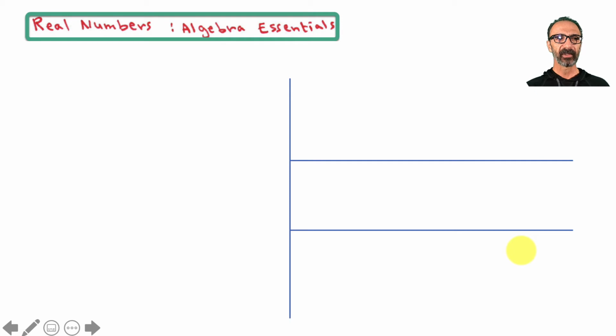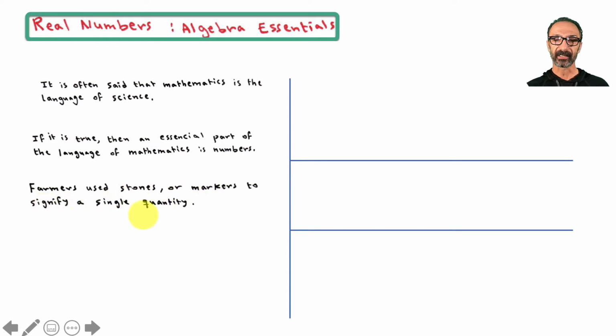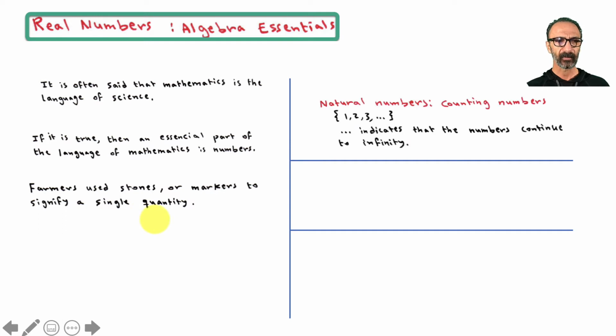So what are the real numbers and algebra essentials? It is often said that mathematics is the language of science. If it's true, then an essential part of the language of mathematics is numbers. Farmers used stones or markers to signify a single quantity. We start with the natural numbers, which are called the counting numbers.